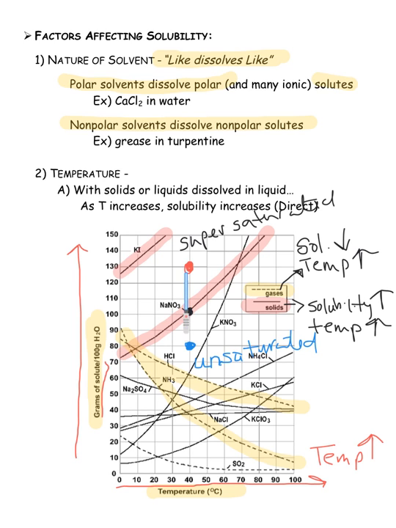A point above the line is a supersaturated solution. A point below the line is unsaturated. A point on the line is saturated.